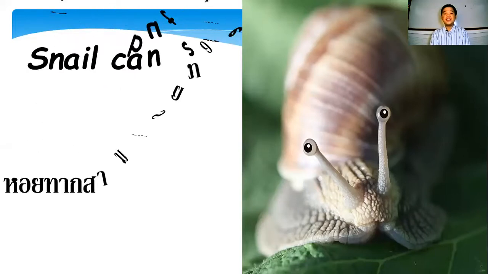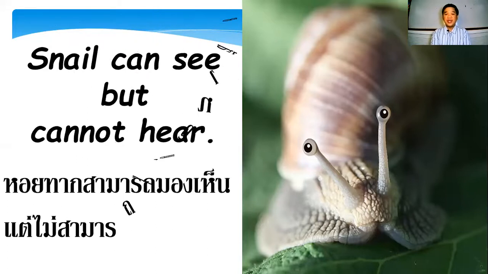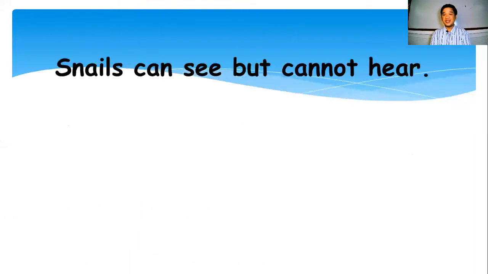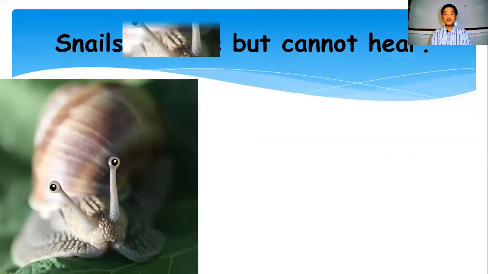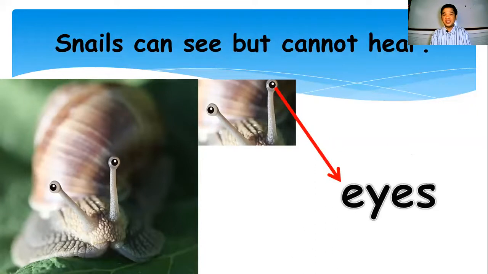Snails can see but cannot hear, because snails don't have ears. All right, so that is one of the characteristics of the snails. Another characteristic of the snails is the eyes of the snails.